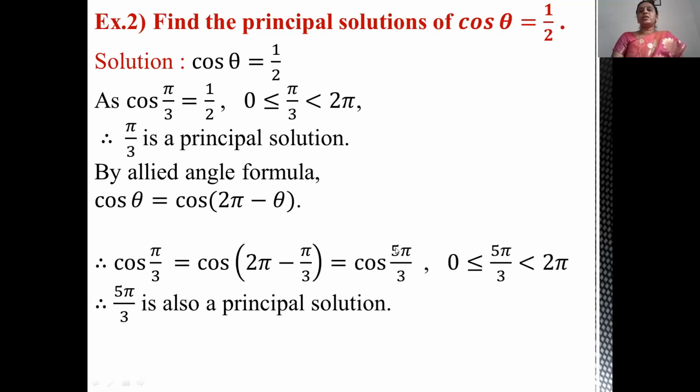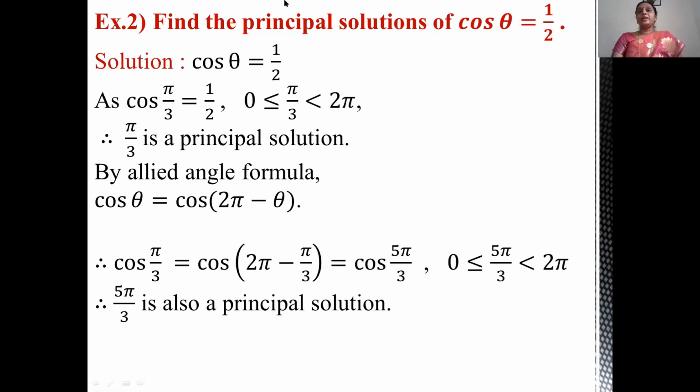Now, we have to check whether this 5 pi by 3 lies in the interval 0 to 2 pi or not. For that, you convert this radian angle into degree, and you see that 5 pi by 3 is an angle of 300 degree. Obviously, that lies between 0 and 2 pi. Therefore, 5 pi by 3 is our second principal solution.